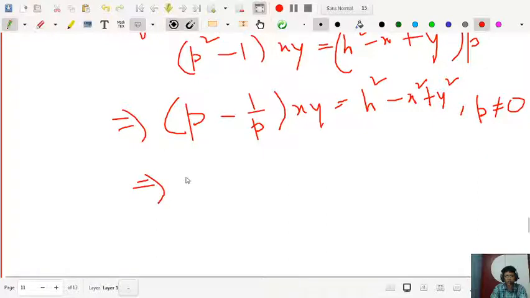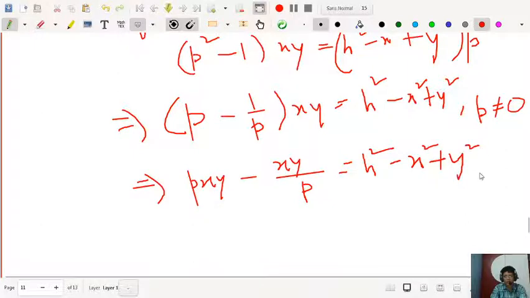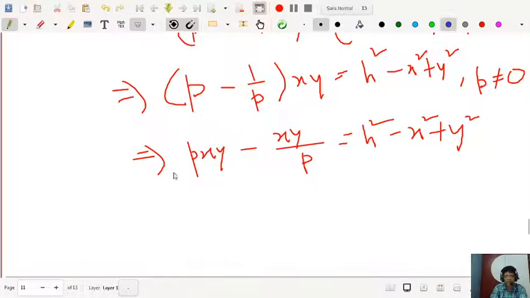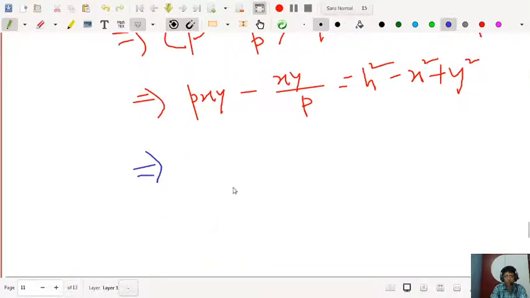You can write this equation as pxy minus xy by p on the left hand side, and the right hand side will be h square minus x square plus y square, right? And you have to write in this form yp by x. Look at the form yp by x, right? Let me write, this is in the form of yp by x. So if you write in the form of yp by x, you need an additional x here, so it is x square minus, if you write this is yp by x, so in the denominator you can write py into y square.